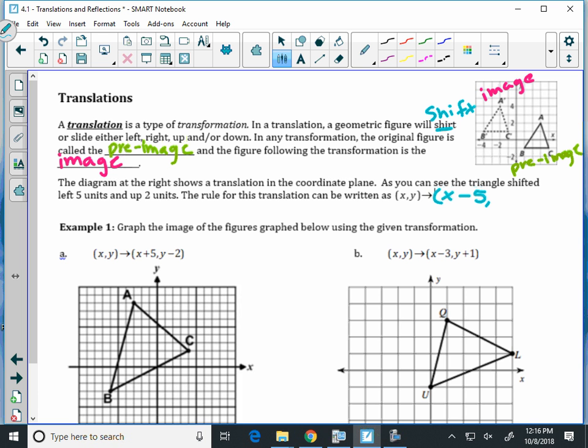To indicate that you went up, we would put Y plus 2. Anything with Y is your vertical movement. So up or down. Again, minus, you go down, add, you go up. Okay.